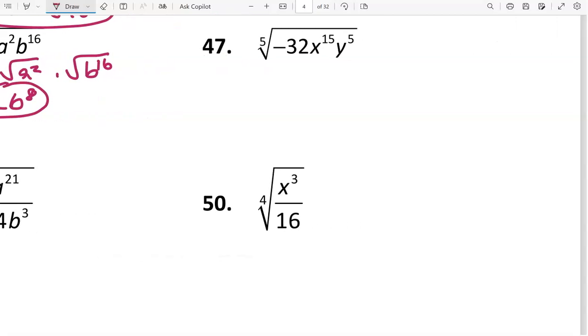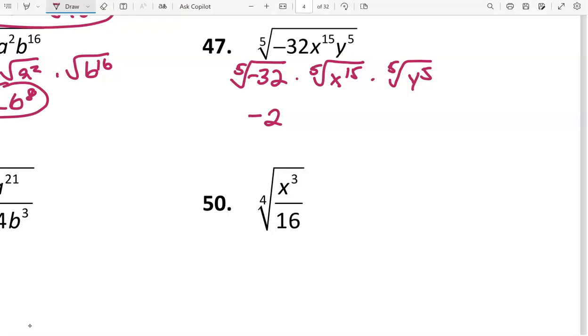In 47, fifth root of negative 32. That's an integer value, so we're not going to have to do much with that. Times the fifth root of x to the 15th, times the fifth root of y to the 5th. Fifth root of negative 32 is negative 2. For simplifying exponential expressions, divide the index of the radical, which is 5, into 15, and we get x to the 3rd power. Similar for the third radical here, 5 divides evenly into 5 one time, so that leaves us with a y to the 1 power.